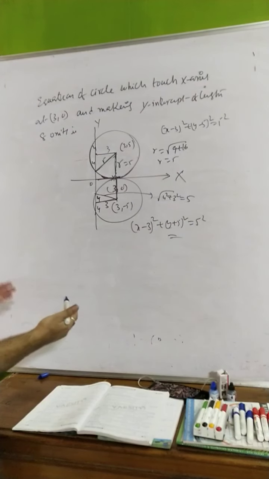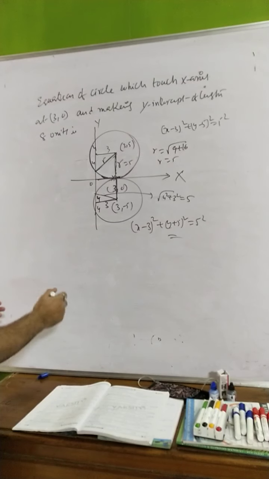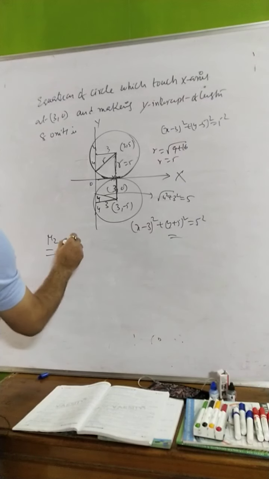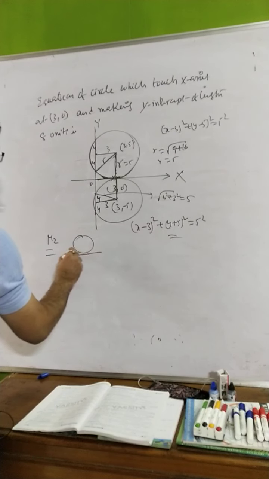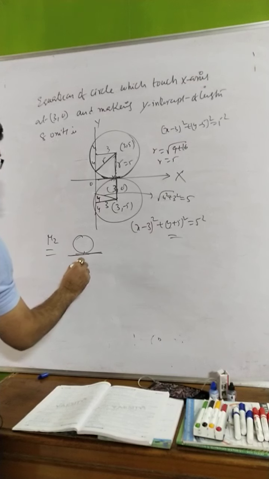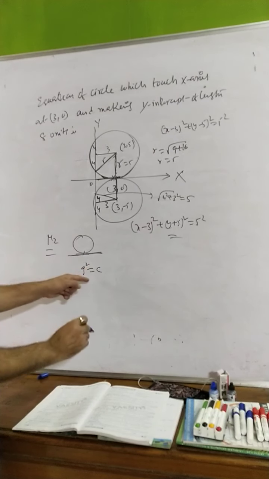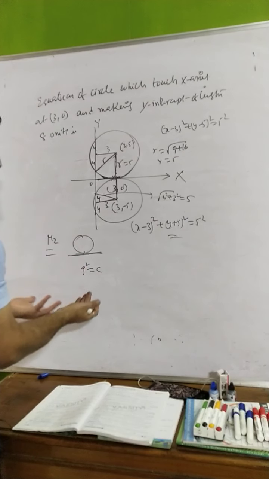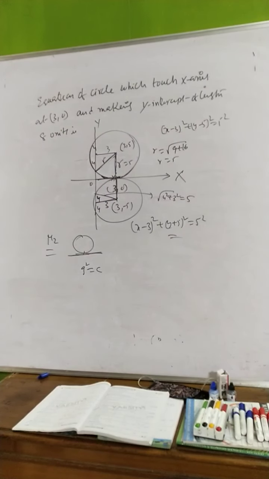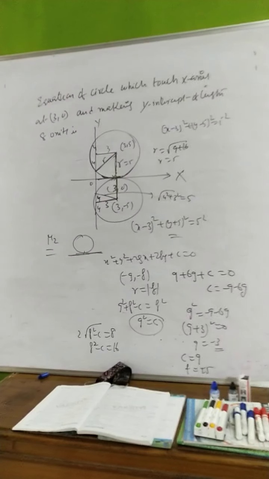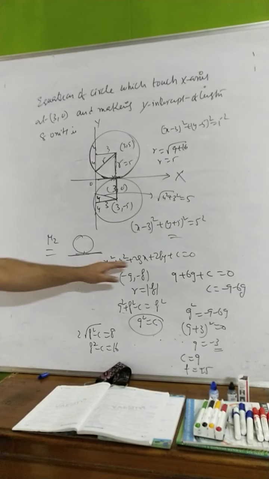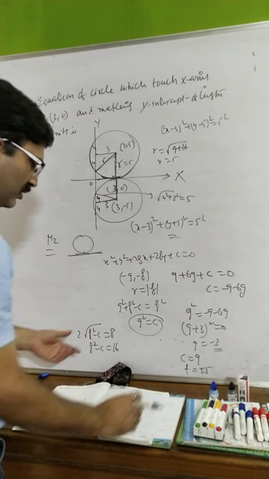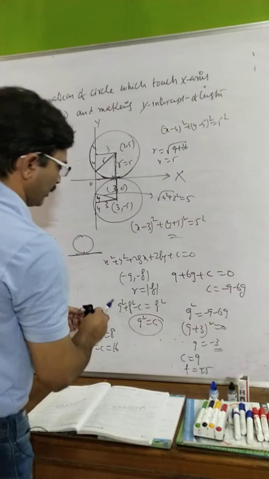Now what are we supposed to do? Method 2, you see here. If the circle is going to touch the x-axis, I told you the concept is like this: g square is equal to c. Touching the x-axis means that only. You see here, another method, very simple. S is equal to 0 I have taken, with center minus g comma minus f. Since you know very well that it touches the x-axis.